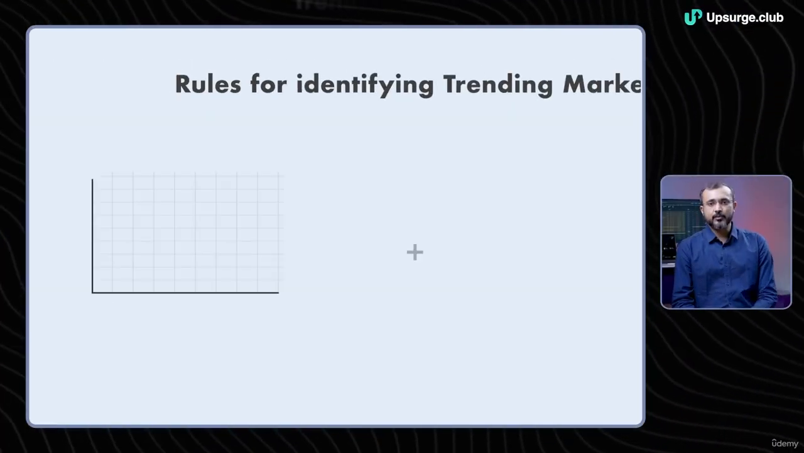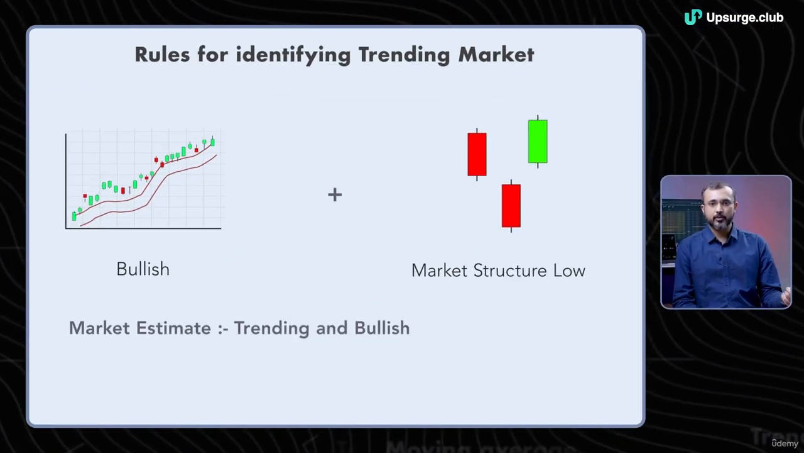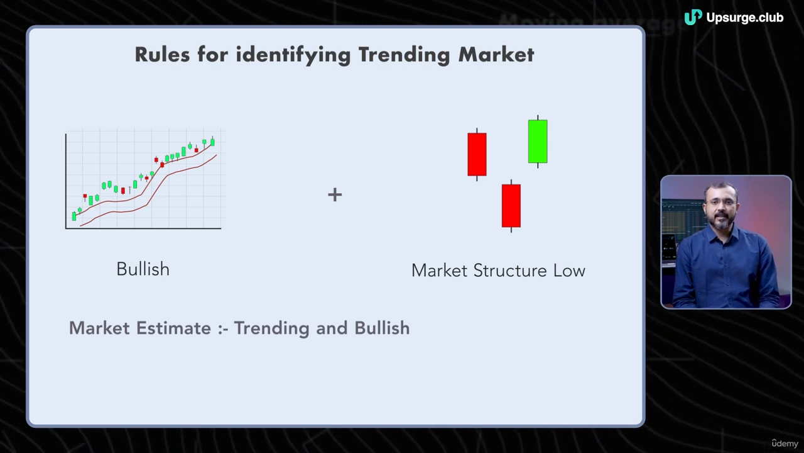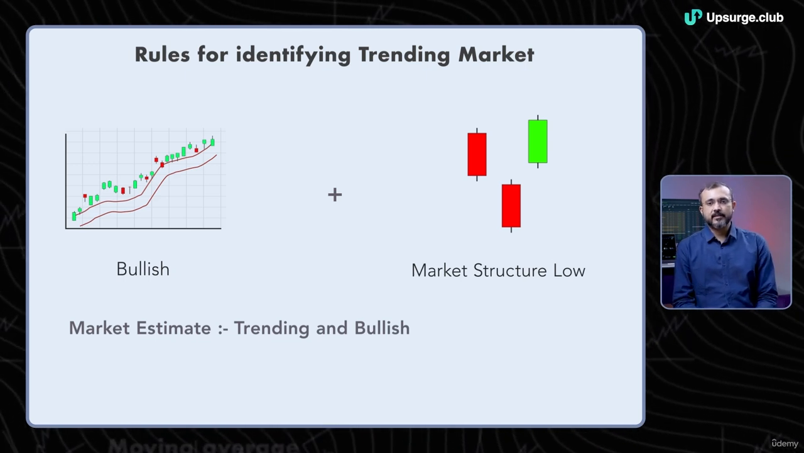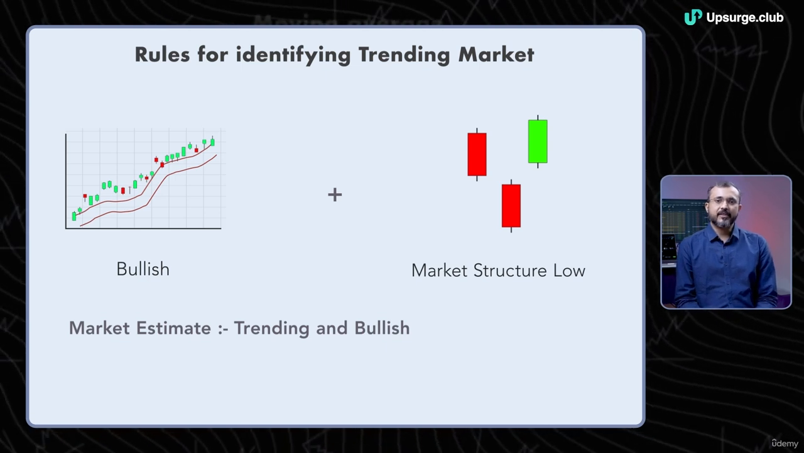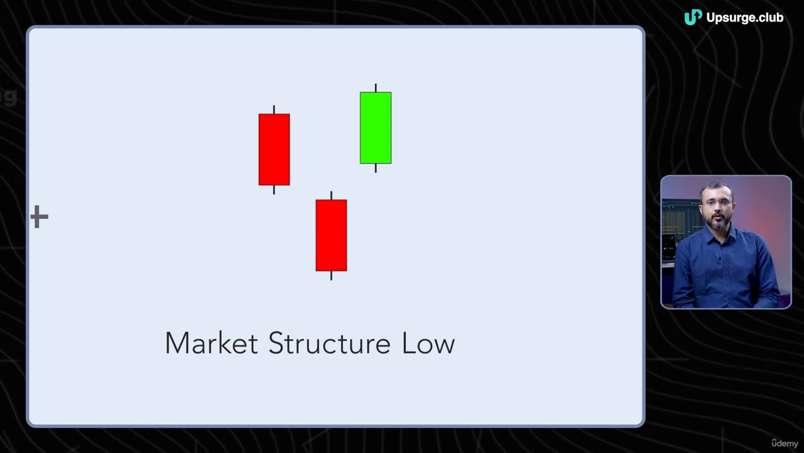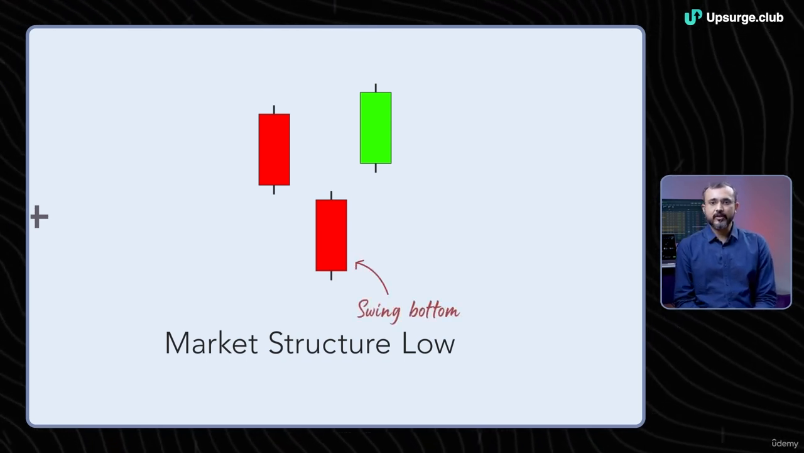The rules for identifying whether it's a trending market or not are very simple and straightforward. If the trend is bullish and the pattern is bullish, the markets are trending and they are bullish. Based on what we have learned about trending markets, it becomes very easy for us to participate in the market. Whenever the trend is bullish, price is trading above the moving average and a market structure low is formed, we know that it's a swing bottom.